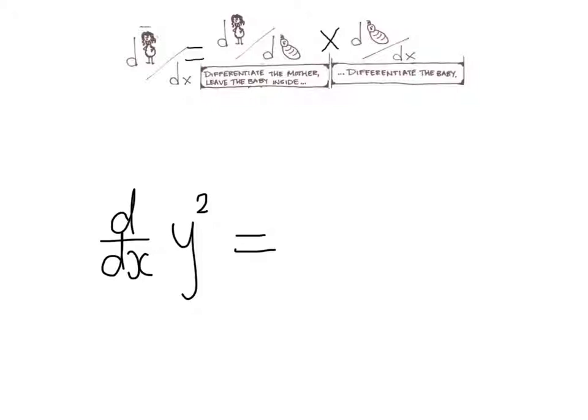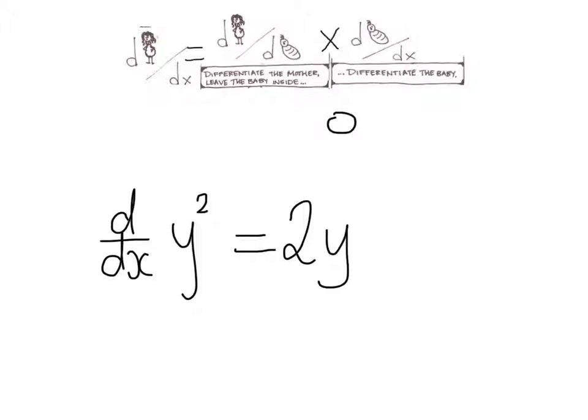So the only bit of this that's difficult is differentiating y squared with respect to x. But look, it's just the chain rule. So the mother function is the squared, and the inside, the baby, is the y. So let's just go ahead and differentiate the mother and leave the baby inside, like that. And then we have to differentiate the baby. Now, you might be thinking, this is really hard. How am I supposed to differentiate the baby, right?